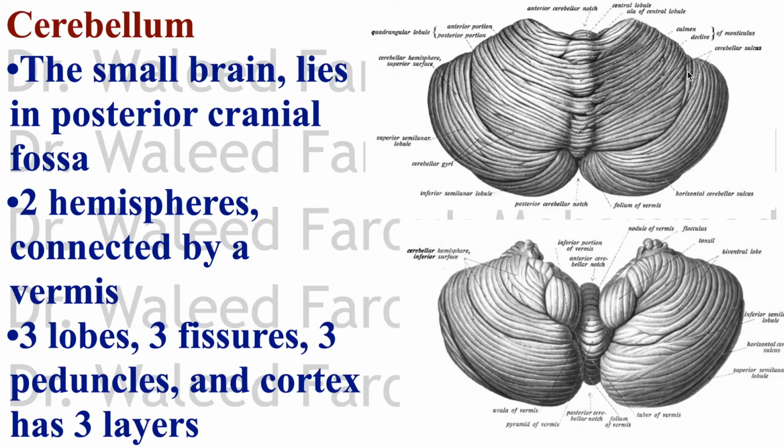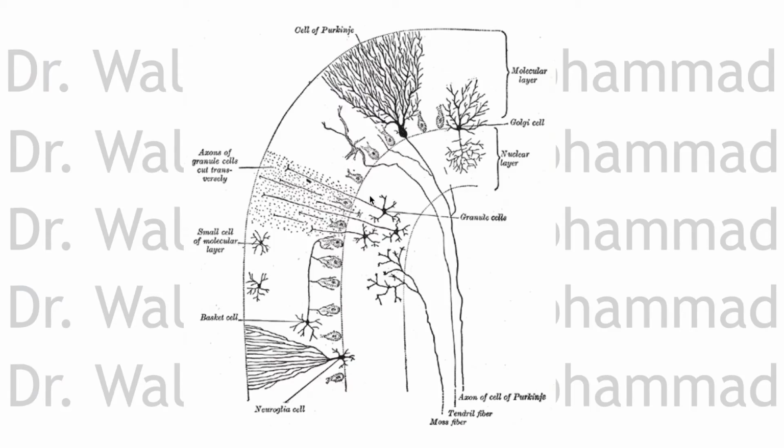The primary fissure, the horizontal fissure at the edge, and the flocculonodular fissure that separates the flocculonodular lobes. It's connected to the brainstem through three cerebellar peduncles, and has three layers in cut section. You can identify the layers of the cerebellum here.